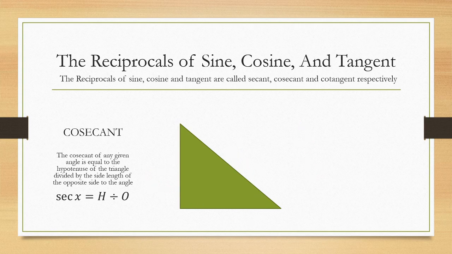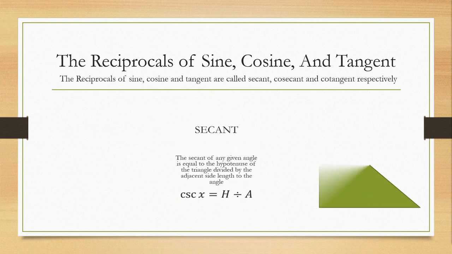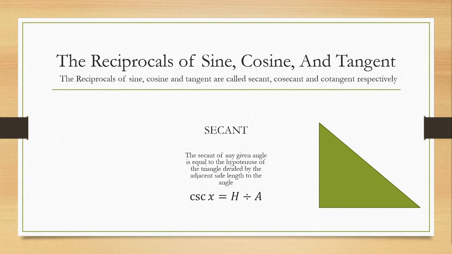The next ratio we're going to be talking about is secant. The secant of any given angle is equal to the hypotenuse of the triangle divided by the adjacent side length to the angle. So that would mean that it is the reciprocal of cosine.